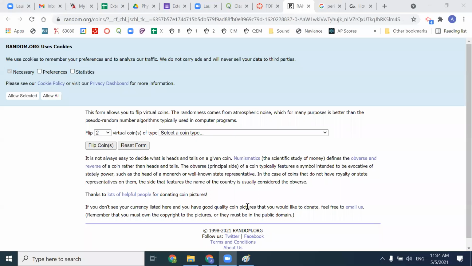Okay. All right. So you see here the simulator. You don't have to worry about this. You can click allow all. It's just a cookie thing.